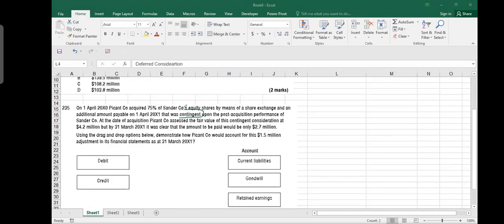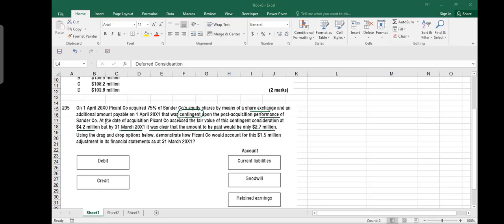Contingent consideration means conditional, which means that if certain conditions are met, like certain performance conditions, we will pay extra. So here they are paying something by share exchange plus a contingent consideration. And what is the contingent consideration? It is 4.2 million, but by 31st March 2001. So it means next year. After 1 year, we may pay 4.2 million. It was clear that the amount to be paid would be only 2.7 million.